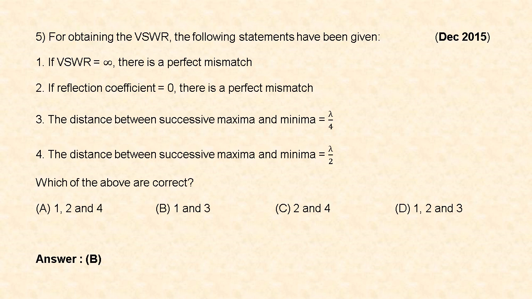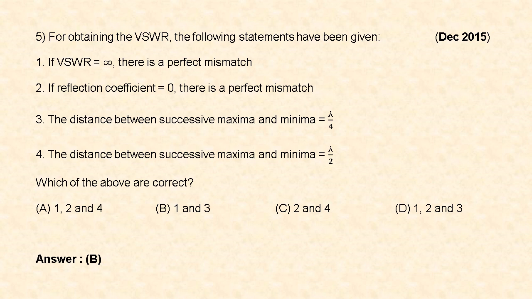Next question. This question was also asked in December 2015. For obtaining the voltage standing wave ratio, the following statements have been given. If voltage standing wave ratio is equal to infinity, there is a perfect mismatch. If reflection coefficient is equal to 0, there is a perfect mismatch. Out of these two statements, first statement is correct, but the second statement is wrong because if the reflection coefficient is 0, then there is a perfect match between the impedance of load and transmission line.